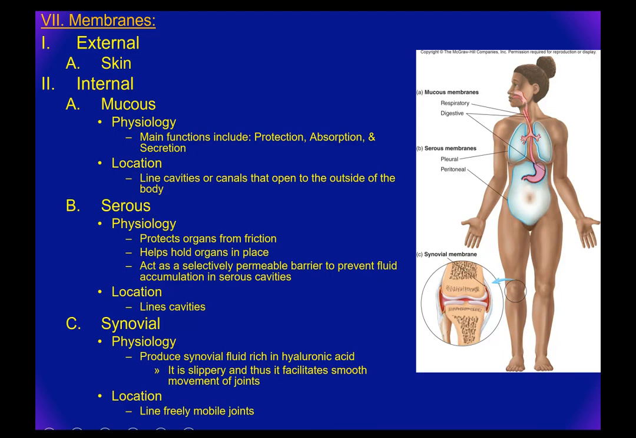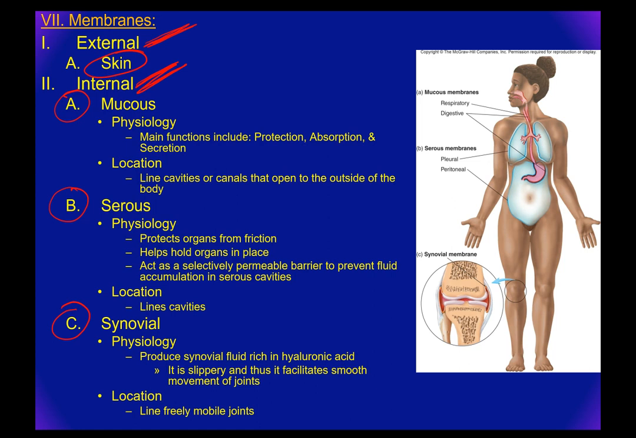So we actually have several types of membranes. We've got one external membrane, and we have several internal. Our external membrane is pretty easy to spot. It's the skin. We only have one. It is a membrane because it does separate our body from the rest of the world. Internally, we have three different kinds. We have mucous membrane, serous membrane, and synovial membrane.